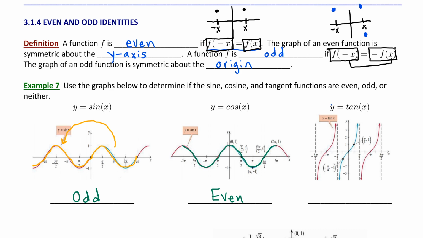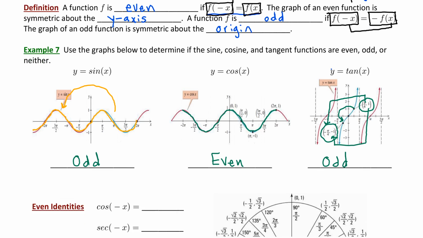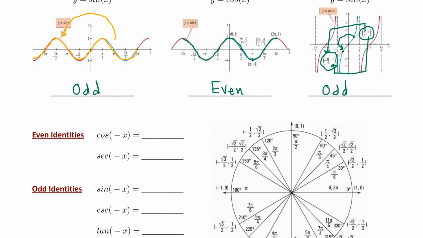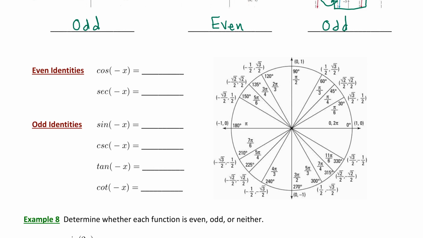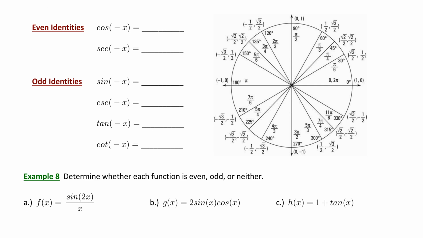And finally, looking at the tangent function, we can use these two ordered pairs to make our judgment. Notice that both the x value and the y value change sign as we reflect one point around the origin to get to the other side. So because this graph is symmetric about the origin, then tangent is an odd function. Now, if you did your due diligence and you learned the graphs well in Chapter 2, that's going to assist you in remembering which functions are even and which functions are odd.